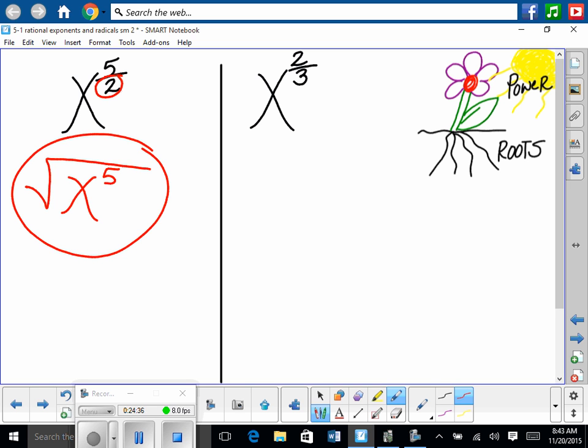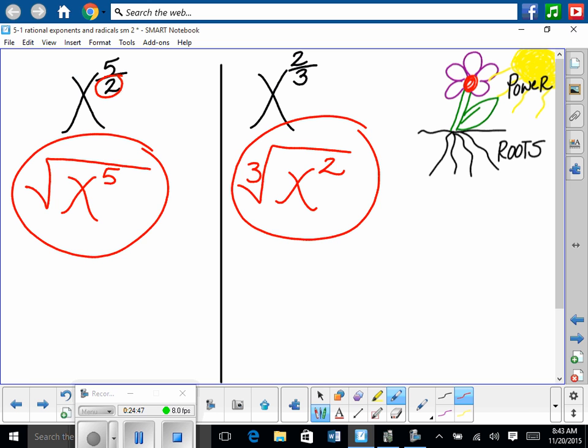Okay, what's my root on this one, Riley? So it's a cube root, right? Of x to the what power? Good. So it's almost easier to go backwards, huh? Okay, let's do another couple.